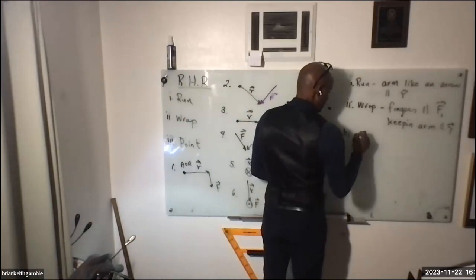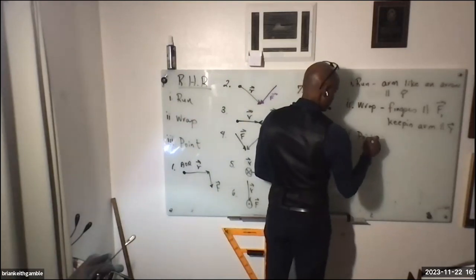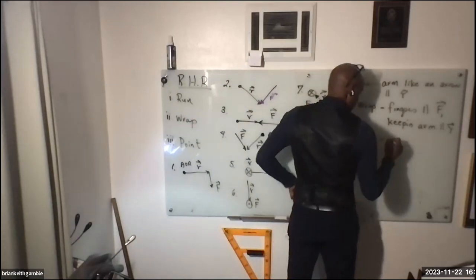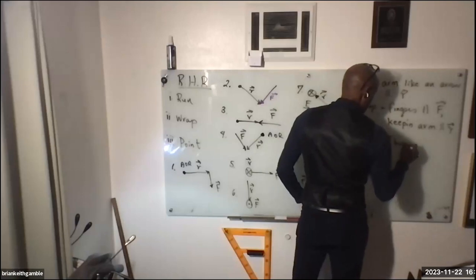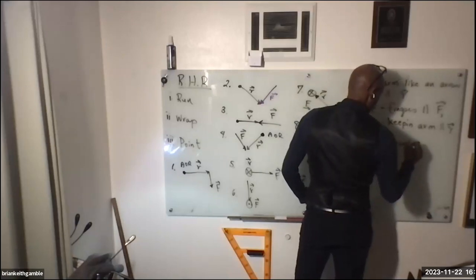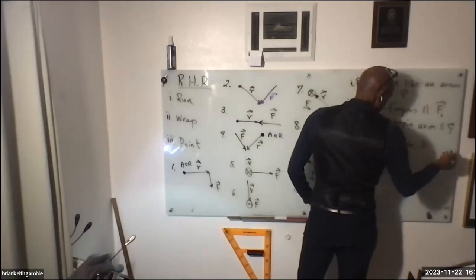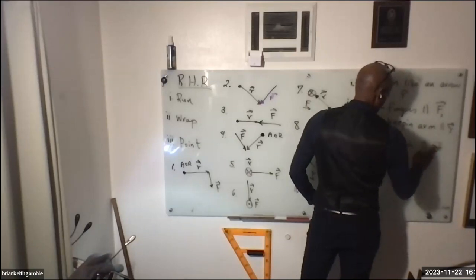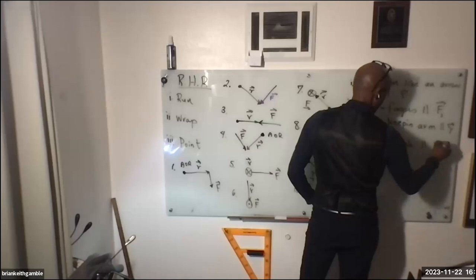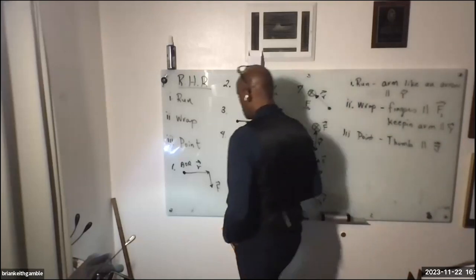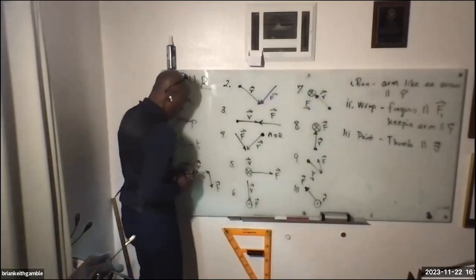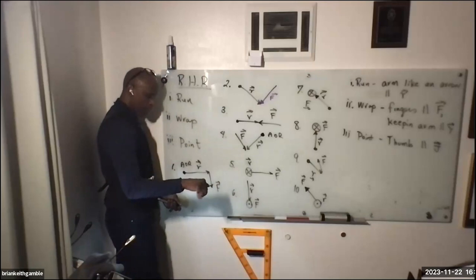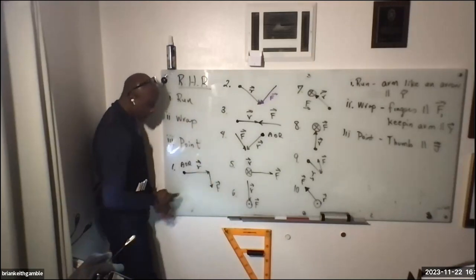So point thumb, parallel to basically the answer that you want. So it's giving you the direction that the torque will be for that situation. So in this case, run, wrap, point. For this case, the torque would be into the board.